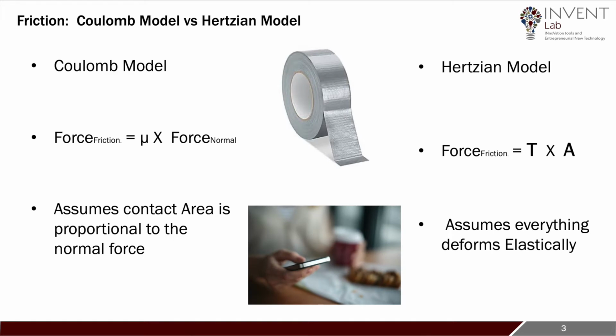Finding the true contact area is critical to understanding more advanced models of friction. The model of friction that most people watching this are probably familiar with is the Coulomb model, where frictional force is equal to the normal force times a coefficient of friction. This model assumes that the normal force is proportional to true contact area, which oftentimes just simply isn't the case.